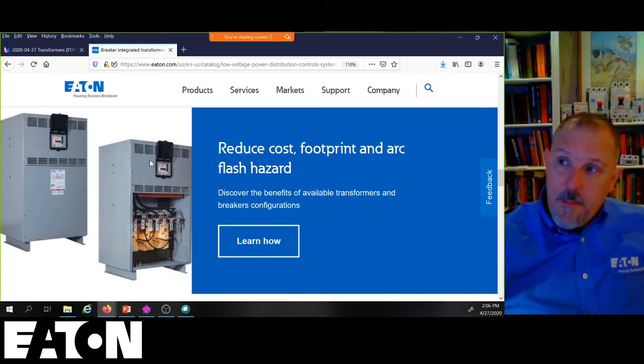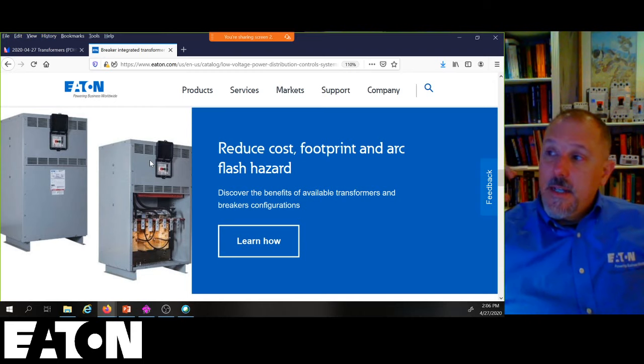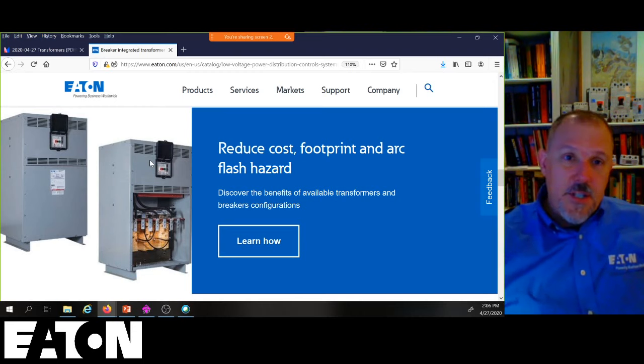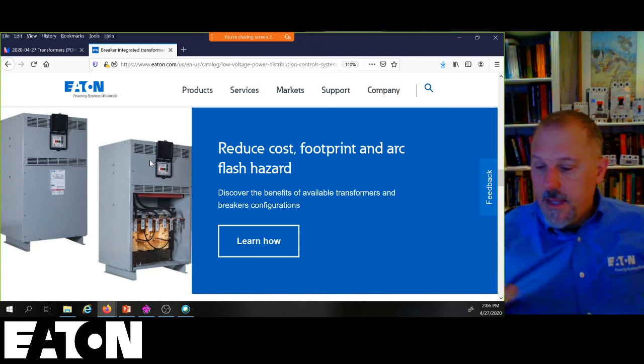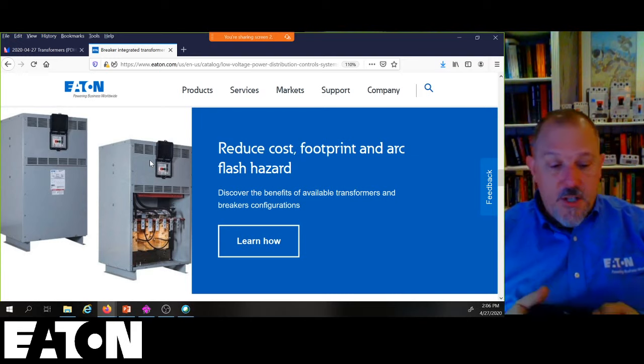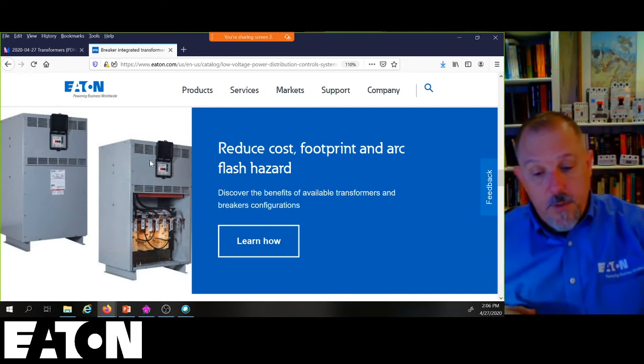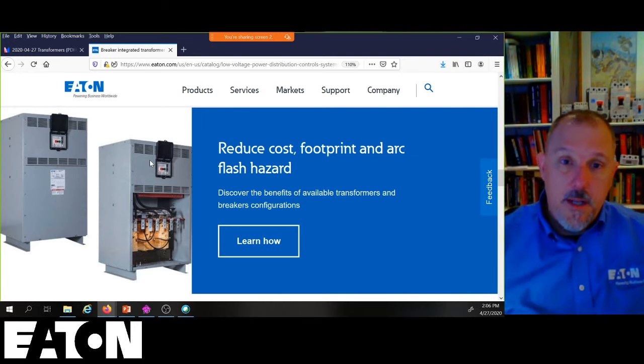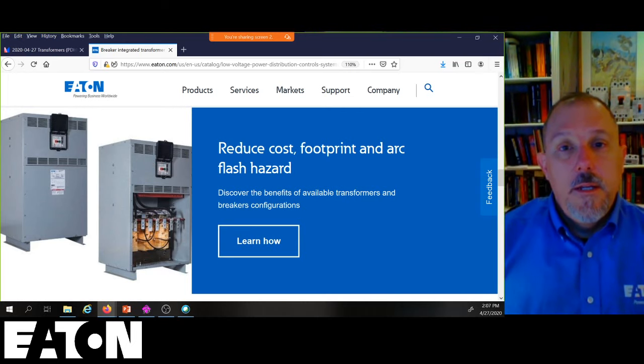We can do it on the primary and secondary, but the value proposition there is much lower incident energy downstream. And I think that makes your life a lot easier, and it will increase electrical safety and all that jazz.